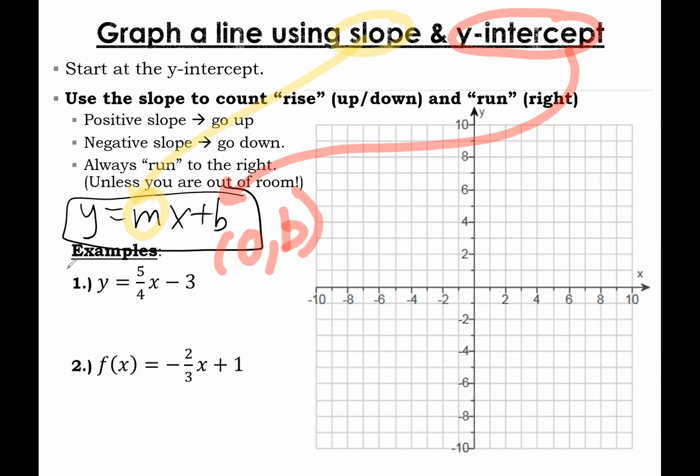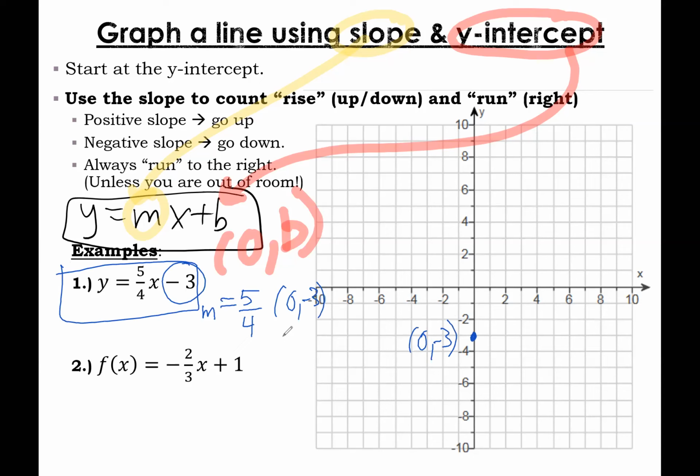Okay, so let's start with number 1. Y equals mx plus b. So m is 5/4. So we're going to be going up 5/4, but we need a starting point first, which is right here. Our y-intercept is going to be (0, -3). So let's start there on the graph, (0, -3). Okay, now I'm going to use the slope to count.